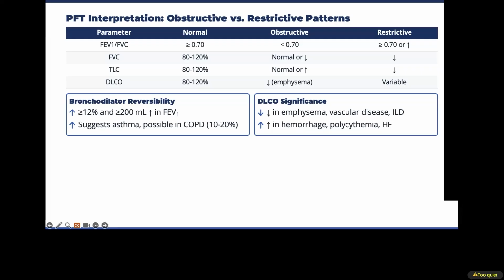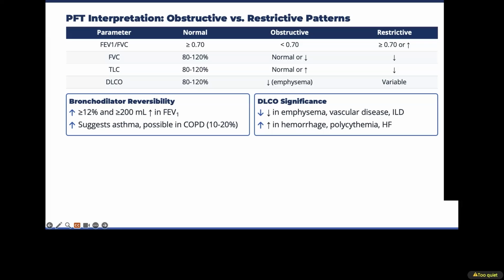I think inhalation burn. In restrictive lung disease, the FEV1 to FVC ratio will stay normal or slightly elevated. The FVC and total lung capacity will both drop. Diffusing lung capacity will vary, but it's low in conditions like interstitial lung disease, normal in chest wall restrictions.